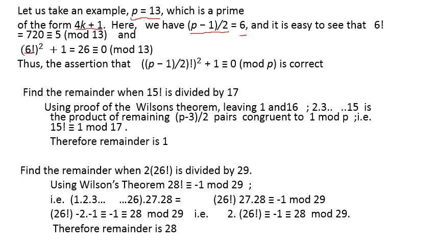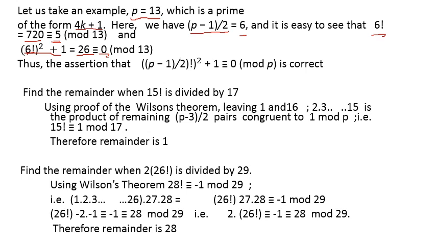Is it true? 6 factorial is 720. When you divide by 13, the remainder is 5. So 6 factorial square plus 1 is 25 plus 1, which is 26, congruent to 0. The result is true.